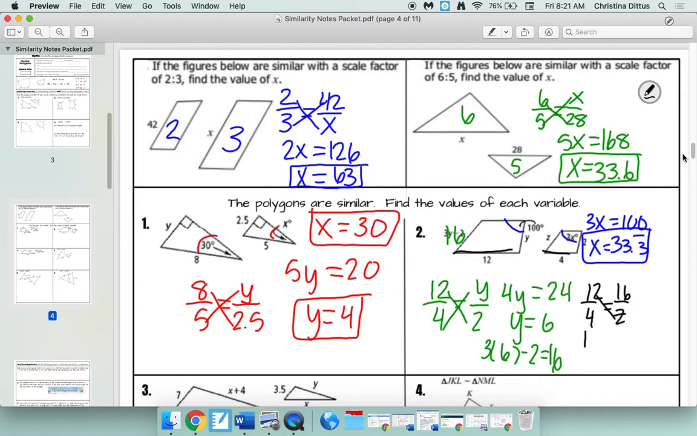Cross multiply: 12Z equals 64. Z is how much? 5, 1, 3, repeating.